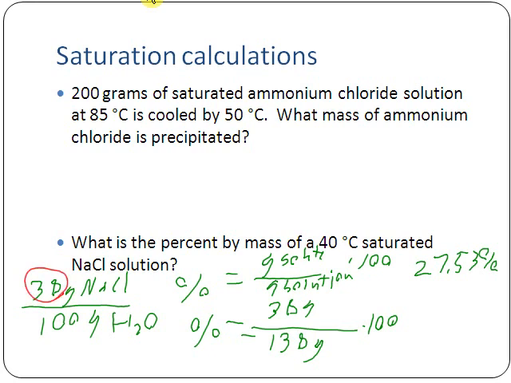Significant figure-wise, the only thing we really measured was over here originally, when we went to the chart, we got 38. And since that's 38, that would be basically to the nearest degree, 2 significant figures. So we'll round our final answer to 2 significant figures. So what we have here is a 28% solution. So if I have sodium chloride at 40 degrees Celsius, it's saturated, it'll make a 28% salt solution.